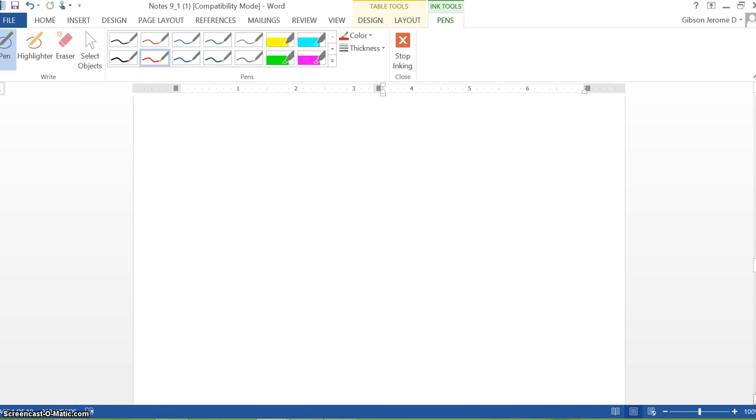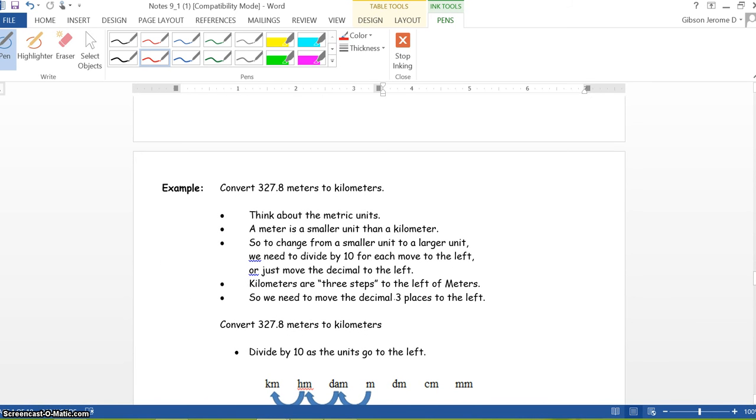So, let's scroll to this next page. It says convert 327.8 meters to kilometers. First of all, we know we're going from the smaller unit to the larger unit because kilometers are larger than meters. It says think about the metric units. A meter is a smaller unit than a kilometer. So to change from a smaller unit to a larger unit, we need to divide by 10 for each move to the left, or just move the decimal to the left. Kilometers are 3 steps to the left of meters. So we need to move the decimal 3 places to the left.